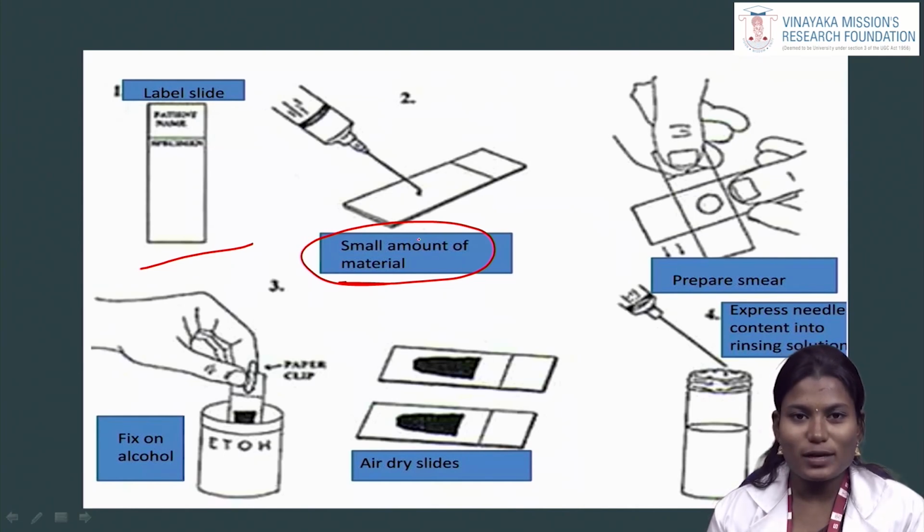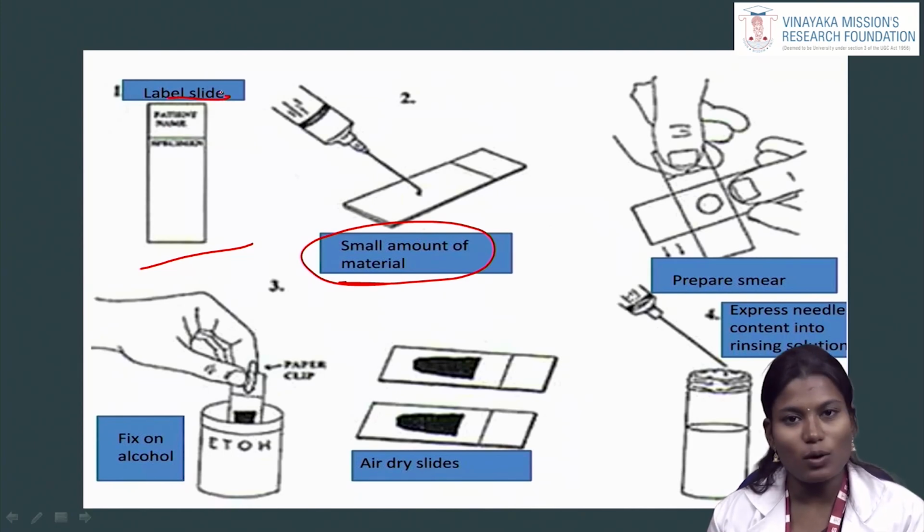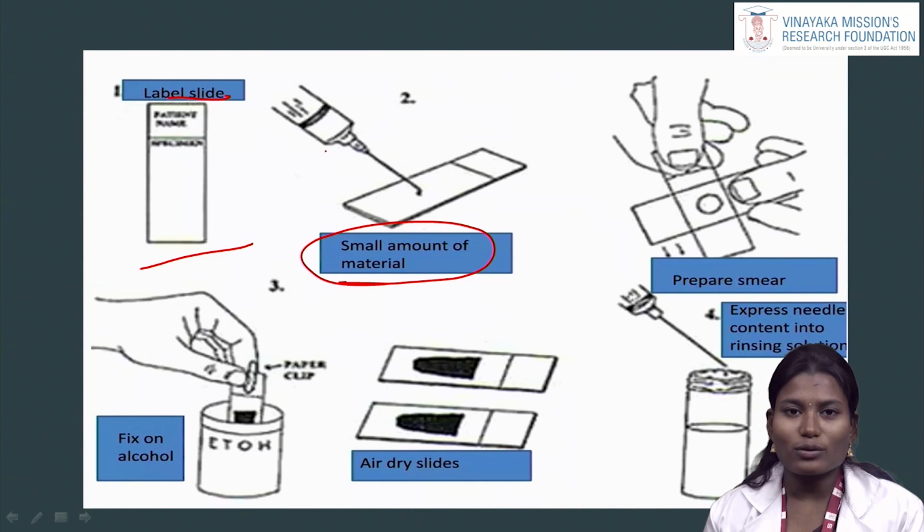Procedure for the smear preparation. First, we have to take dry and grease-free slides. Then we label the slides with the patient name or patient UHID number. And then we add a small amount of the sample. If we are making the smear by the direct method, we directly add the sample using the syringe, or for indirect preparation, we centrifuge the sample and then collect it to prepare the slides.